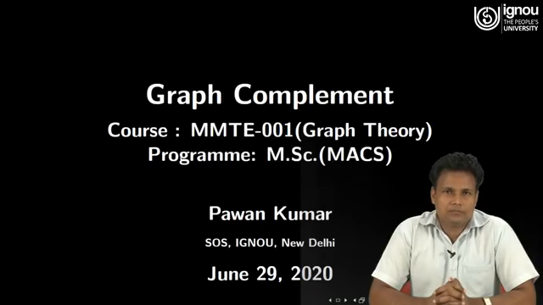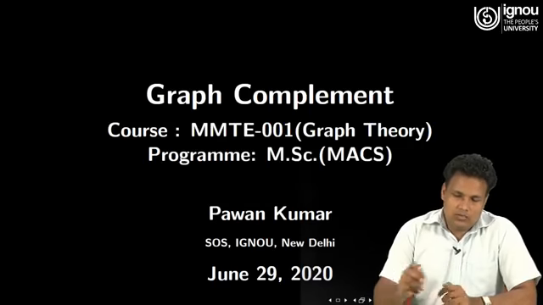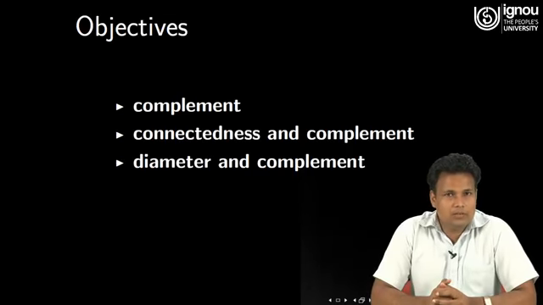graph complement. In the previous sessions we have discussed concepts like connectedness and diameters, and we shall see here how the concept of graph complement is related to connectedness, and then how to find the diameter of the complement of a graph in terms of the diameter of the graph itself. Basically we shall discuss three concepts: the graph complement, connectedness and complement, and the relationship between diameter and complement.